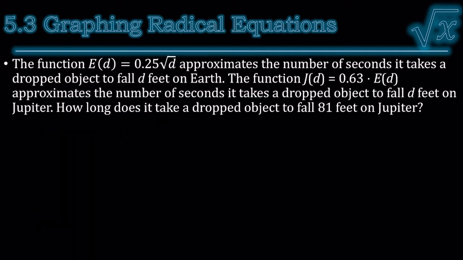Let's say the function e of d is 0.25 square root of d. It's the number of seconds it takes a dropped object to fall d feet on Earth. The function j of d is 0.63 times e of d, and approximates the number of seconds it takes a dropped object to fall d feet on Jupiter. How long does it take a dropped object to fall 81 feet on Jupiter?